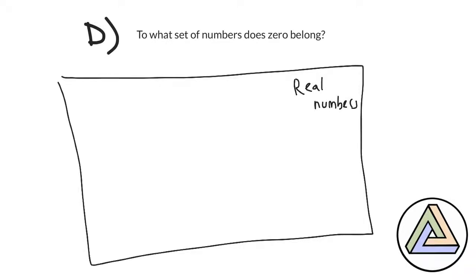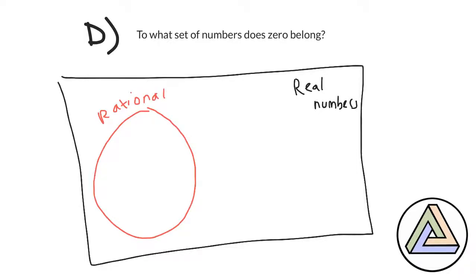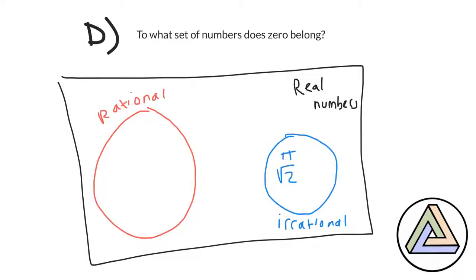And then within real numbers, you have two different kinds of numbers. You have rational. Handwriting's not that great. And we have irrational. Okay. Now, let's just get this over with. Irrational numbers feature numbers like pi, like the square root of 2, things like that.